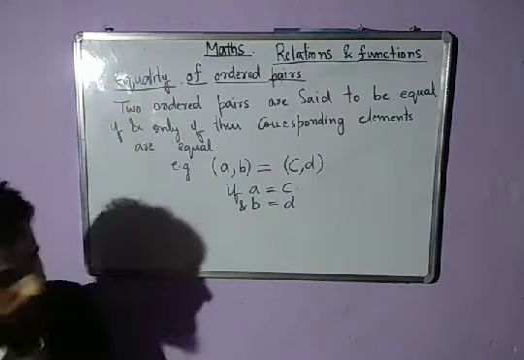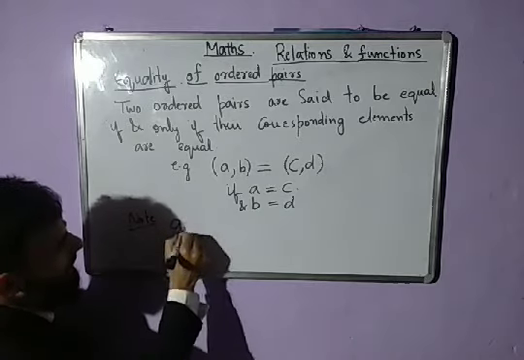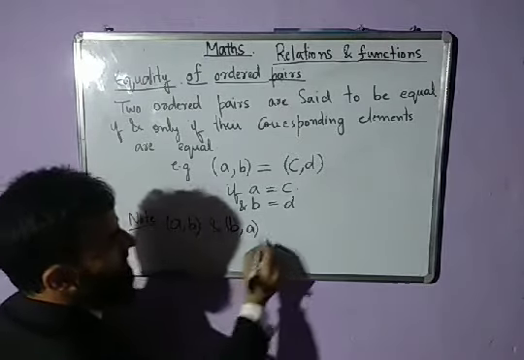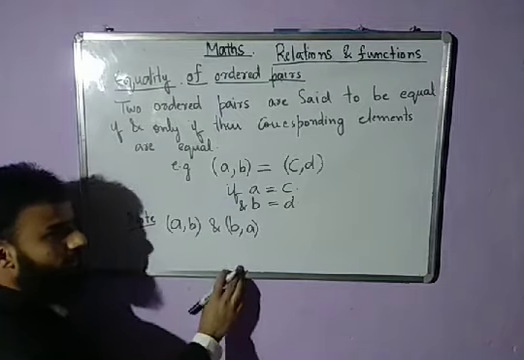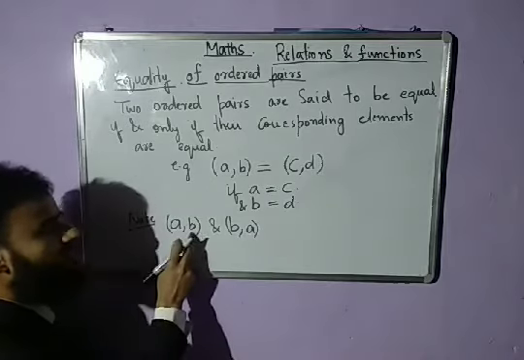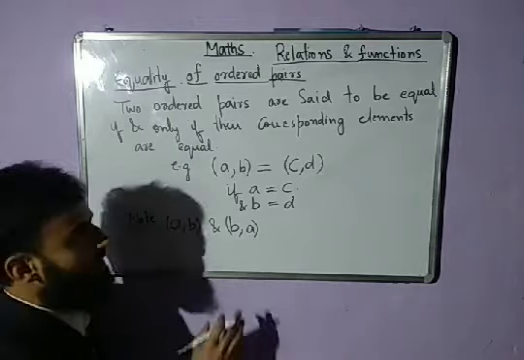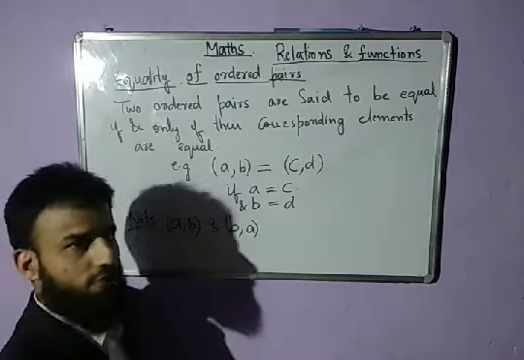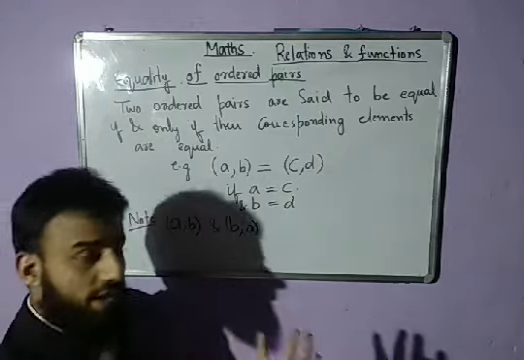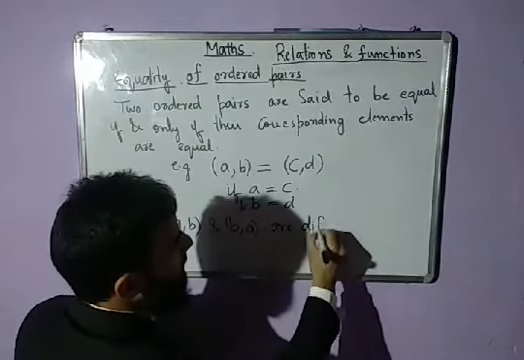Now here's a note, it's very important. If you take (a, b) and (b, a) as two ordered pairs, these two ordered pairs are not the same. Even if the entries in the two are the same, a and b, the order is different. That's why I said in the definition of ordered pairs, it is a pair of elements listed in a specific order. Here order is very important. So (a, b) and (b, a) are different ordered pairs.